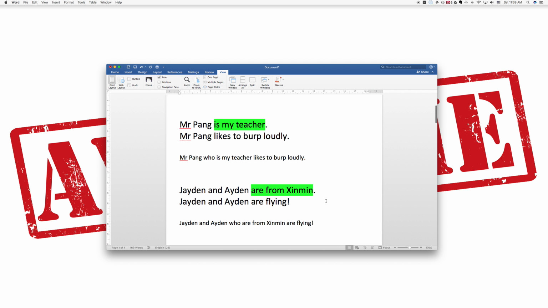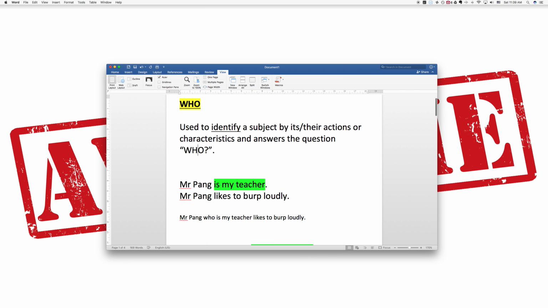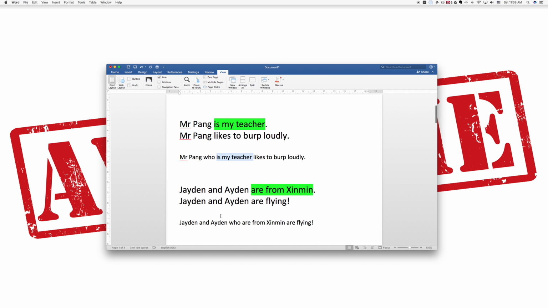Excellent. So again, to summarize, who is used to identify a subject by its actions or characteristics and answers the question who. Who is Mr. Pang? Mr. Pang is my teacher. So is my teacher follows the connector who. Who are Jaden and Aiden? They are from Sin-Min. So are from Sin-Min follows the connector who. And the action comes after that. Mr. Pang likes to burp loudly. Jaden and Aiden are flying. I hope this makes the connector who a little clearer to you.